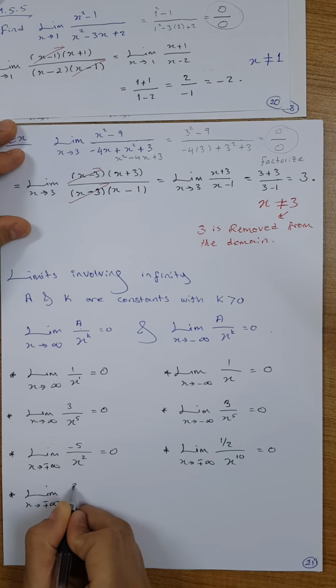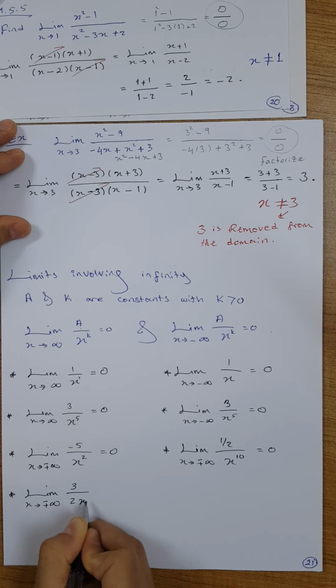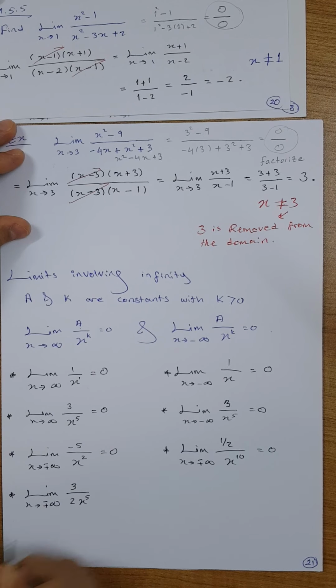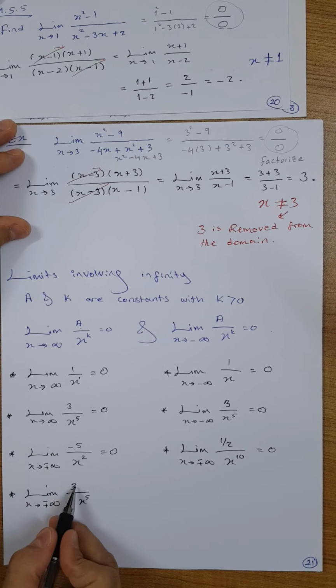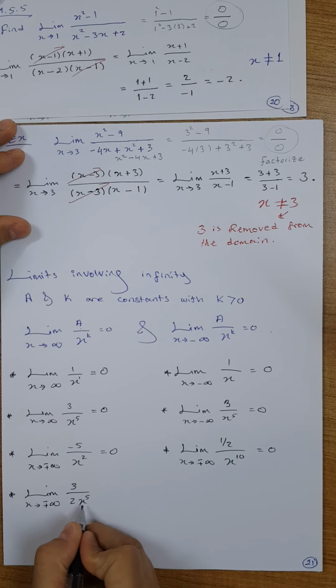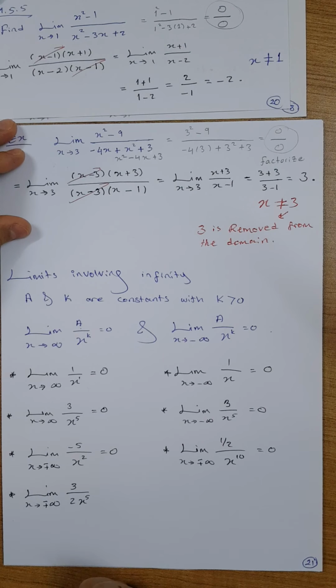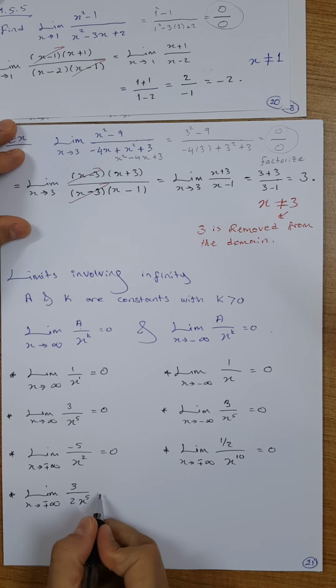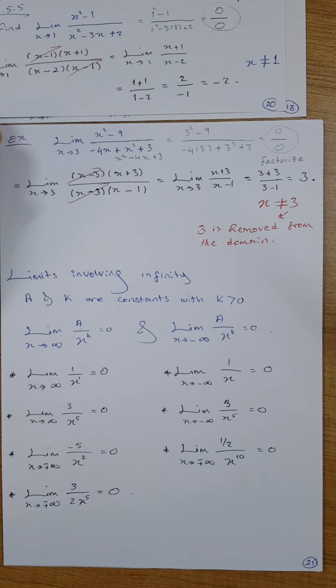Okay, how about this one? 3 over 2x to the power of 5. What does that equal to? 3 is a constant, 3 over 2. Okay, it's representing the a, and x to the power of 5, I care about that. X to the power of 5 is in the denominator, the power is positive, and since x is approaching infinity or negative infinity, that will give me 0.